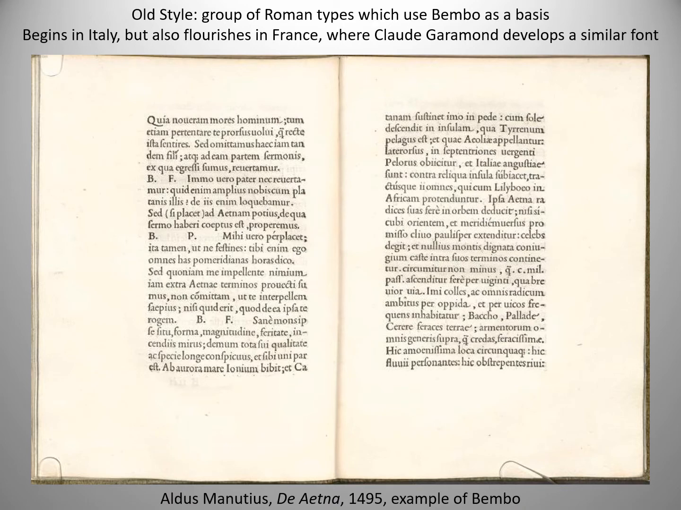Here's another style called Bembo, which you might have heard of, and I bring this one up because Bembo is very popular in France as well, where Claude Garamond develops a similar font known as Garamond. And so you can see how part of what makes this nationalist is that it becomes associated with Italy, and then it's the Italian style that ends up migrating to France.